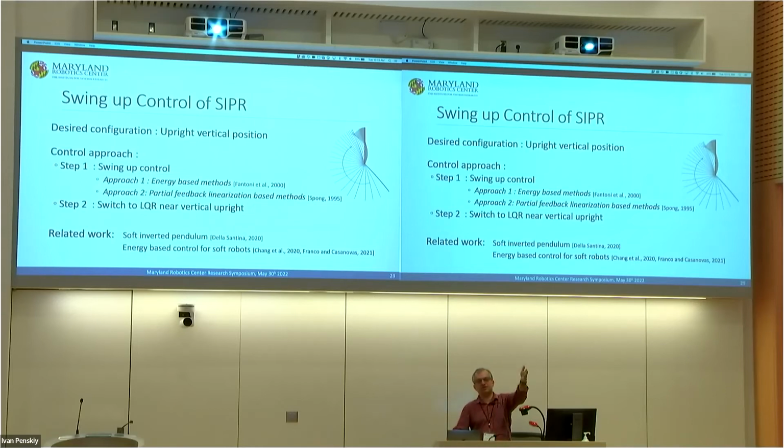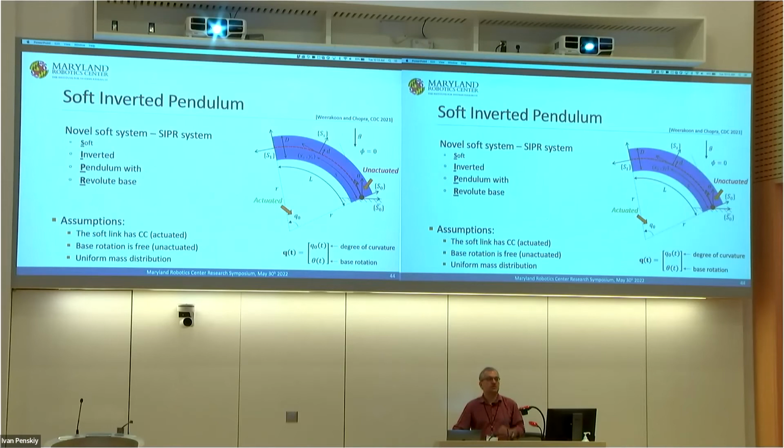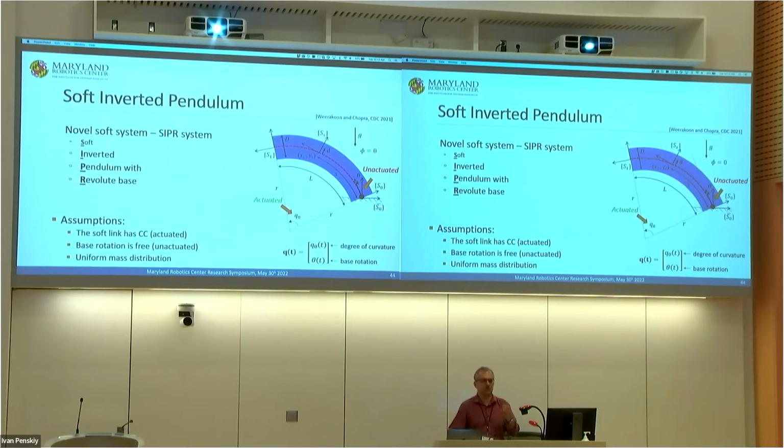And how do you design this nonlinear control, right? We want to use the model that we have, which is the constant curvature model, and some energy-based control techniques that have been there previously for rigid robots as well. This is what we call the SPR system. It's a soft inverted pendulum with revolute base. The soft link has constant curvature. These are the modeling framework assumptions, right? The base is free, so it's not actuated.